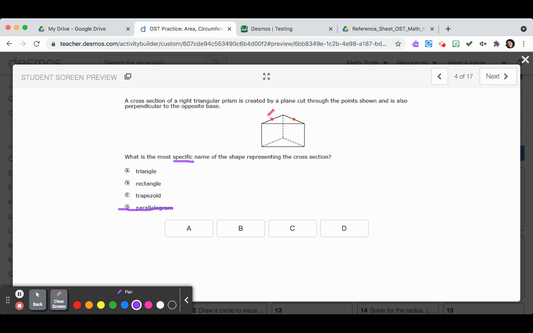So if you said parallelogram, you might be thinking rectangle here. If we're slicing this through the points shown, it's called a cross section. We're going to slice down, and we are going to be making another rectangle through the center here. So this is going to be B, rectangle. For those that selected triangle, you might have been thinking that you're going to slice it through the center horizontally, but we're going to be slicing it vertically up and down.